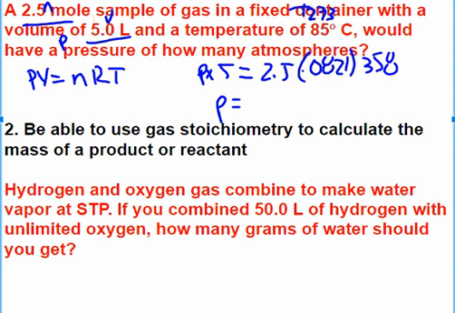And when you solve for P, then your unit will be atmospheres since you used the R value for atmospheres. So 2.5 times 0.0821 times 358, and I can divide by the 5. So 14.7 atmospheres is what I could expect here.